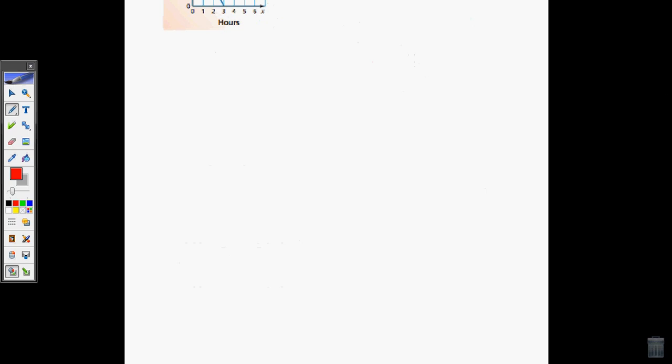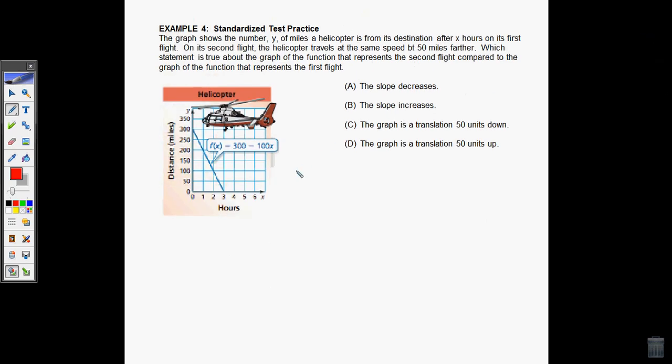Now let's look at our last example. The graph shows the number y of miles a helicopter is from its destination x hours on its first flight. Okay, so if I look at this graph, I just look at some key points. 0 hours, it's 300 miles away. At 1 hour, it's now 200 miles away. At 2 hours, it's now 100 miles away. And after 3 hours, it looks like it's back home, 0 miles away.